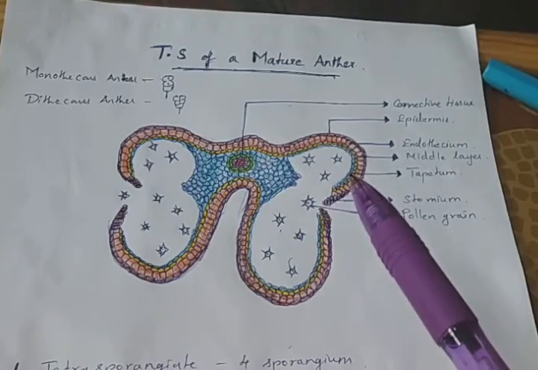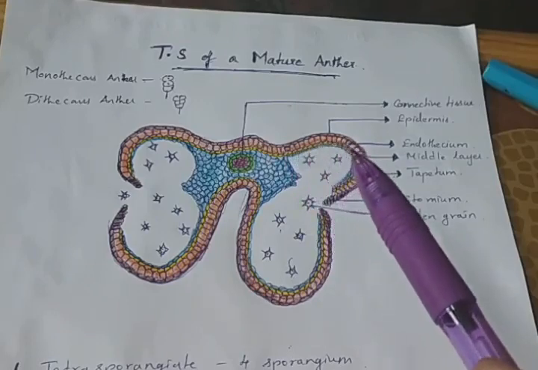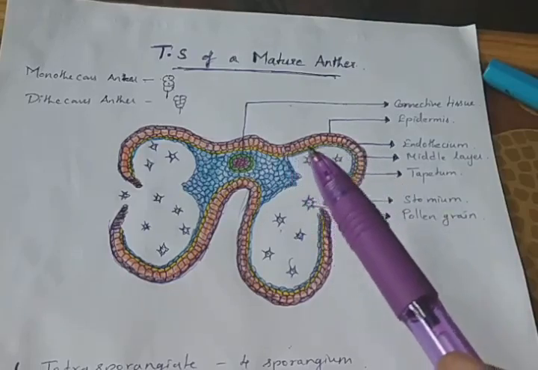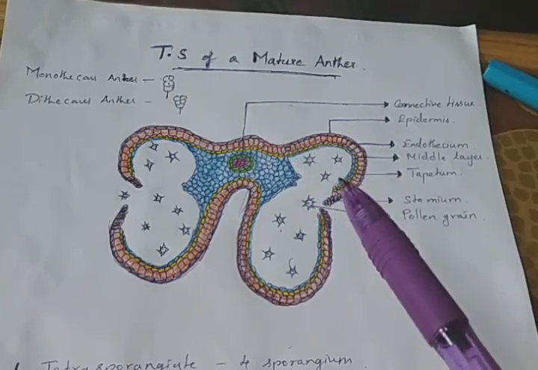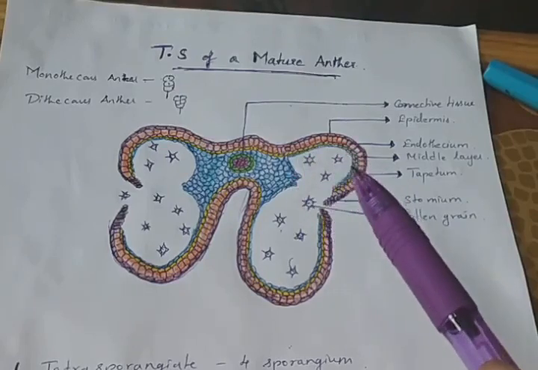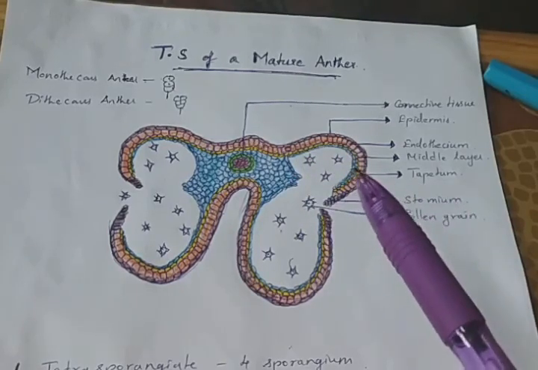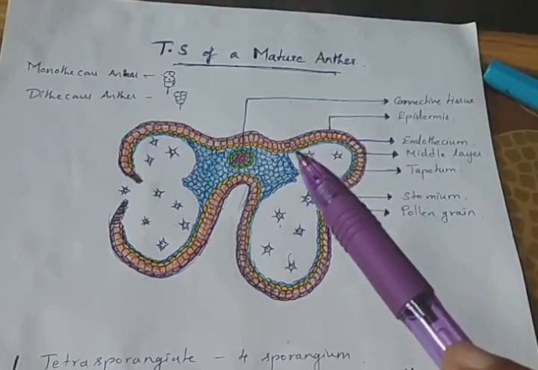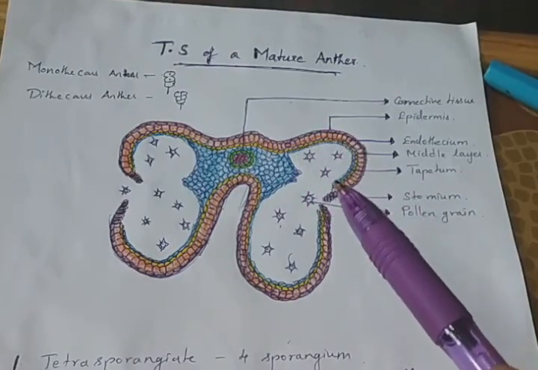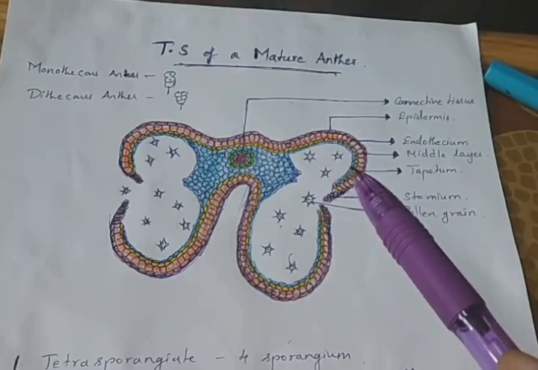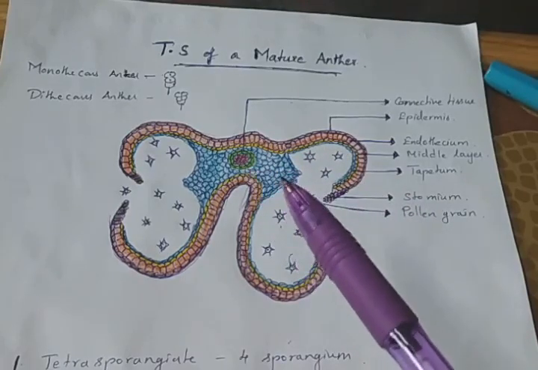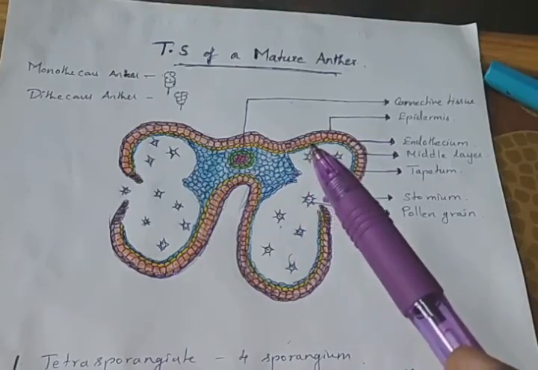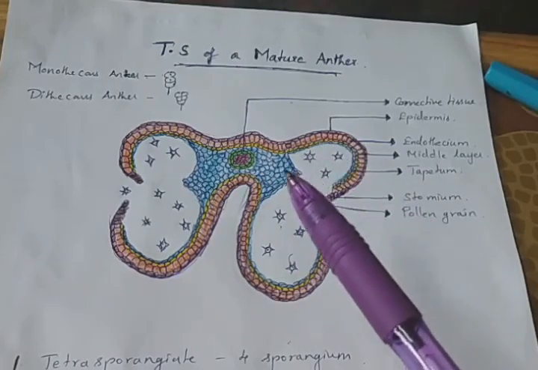Inner to the endothecium, you have the middle layer. The middle layer consists of 2 to 5 layers of cells. They usually disintegrate when the anther matures. Inner to that, you have a layer of cells that we call the tapetum. The tapetum layer is dual in origin. The tapetal cells originate from the peripheral wall material and also from the connective tissue.